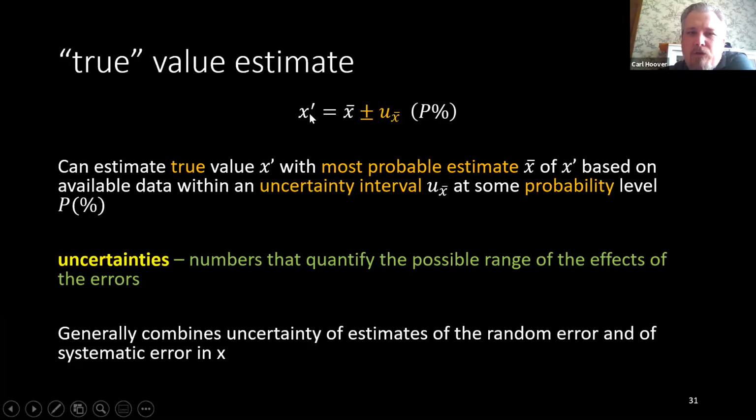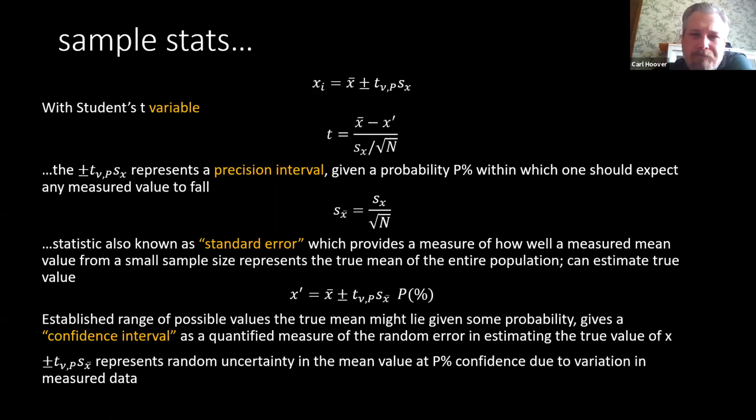Okay, so let's carry that on into a numerical estimate of what we're talking about there. Again, we're trying to estimate our true value with a most probable estimate, usually our mean, plus or minus some uncertainty with an appropriate probability level associated with this statement. Uncertainties are the numbers that quantify the possible range of effects, and generally, even though we ignored systematic errors in Chapter 4, are reflective of both random and systematic errors.